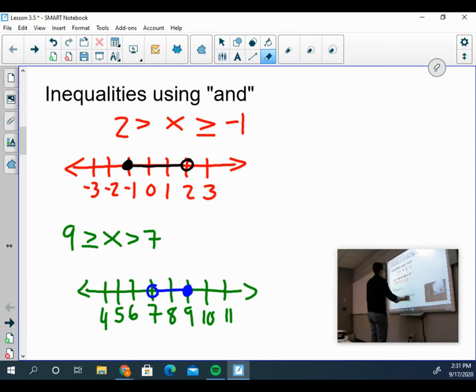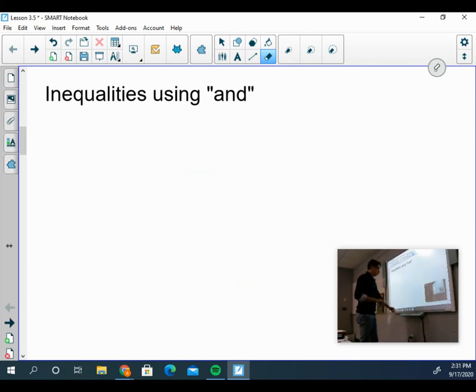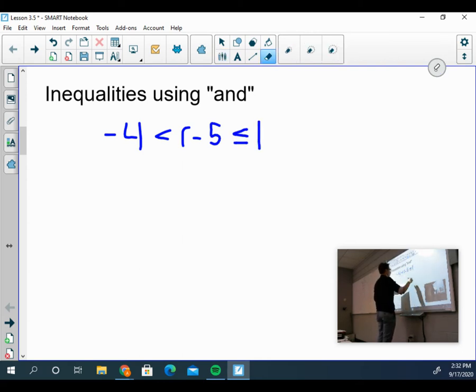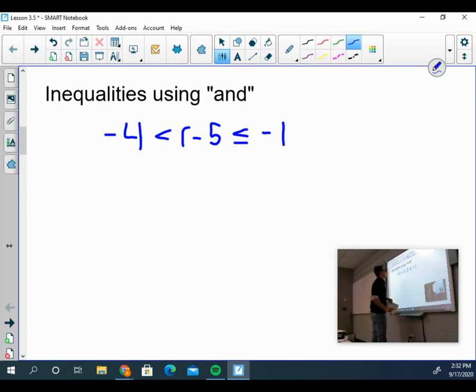Now let's move on to solving some equations. So how does solving equations work? This is how inequalities work. Again, this is just an overview of compound inequalities, but what does it look like when we have an algebraic compound inequality? Well, I'll talk you through one, and then I'll have you try one on your own. So let's say we have -4 is less than r minus 5 is less than or equal to -1. Well, when you think and, you should be thinking multiple.